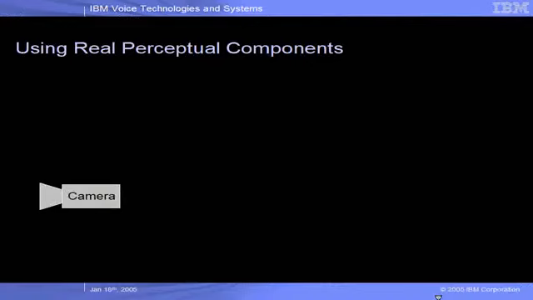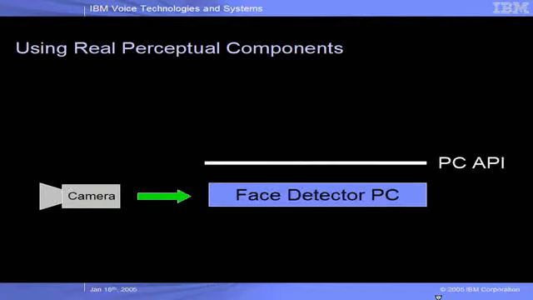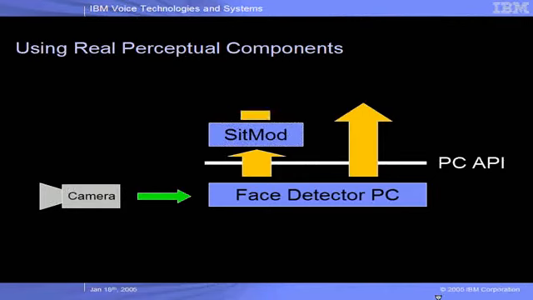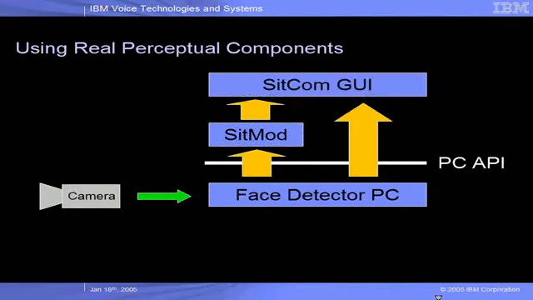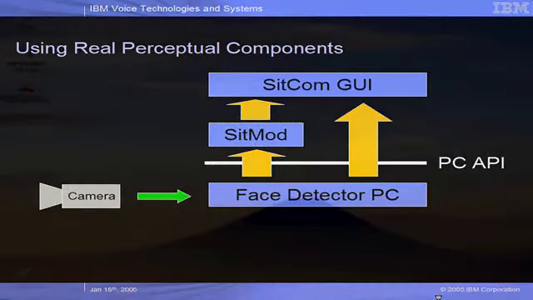A third use case of SitCom is to verify that the situations can deal with live feed. In the case of a camera, we may have face detector perceptual component, which presents its face events through the perceptual component API. This can be fed in the situation model, and the result can be displayed in the SitCom graphical user interface. In this way, we can test if a perceptual component is suited for a particular situation.